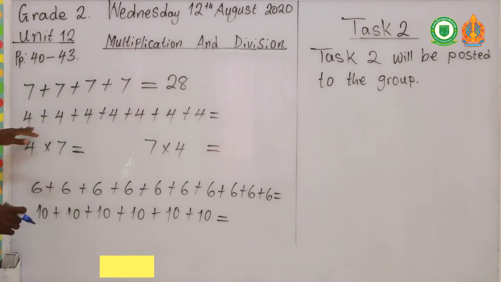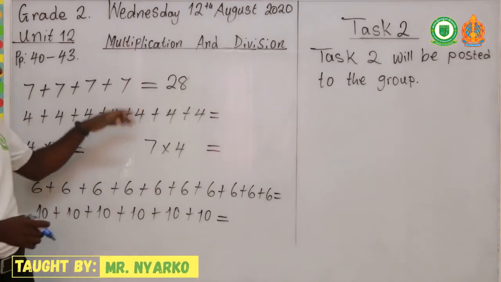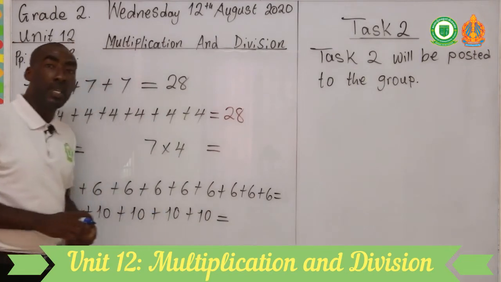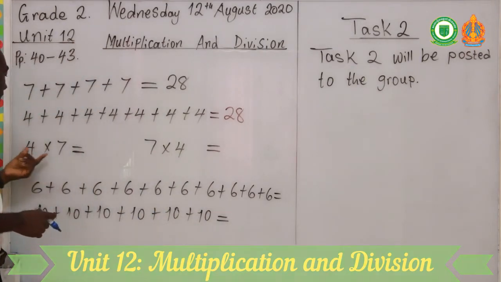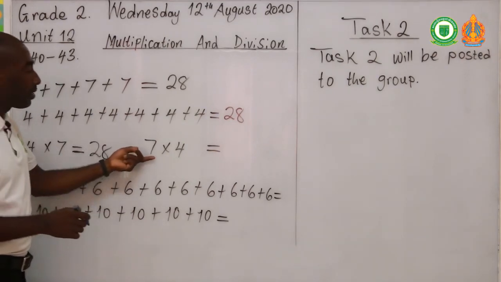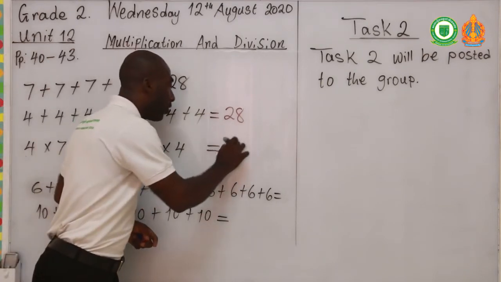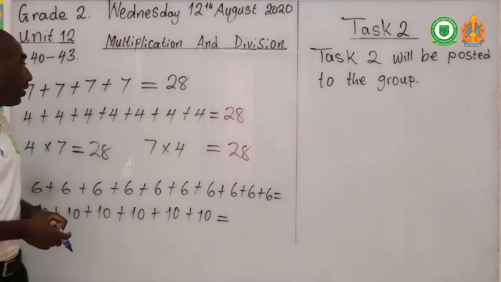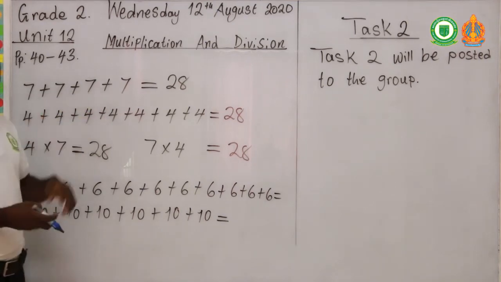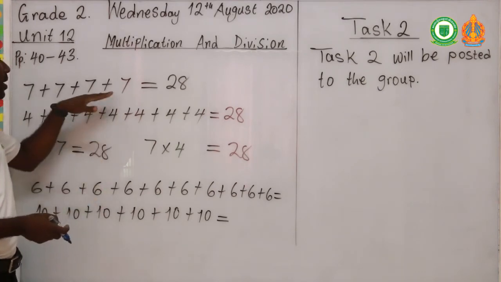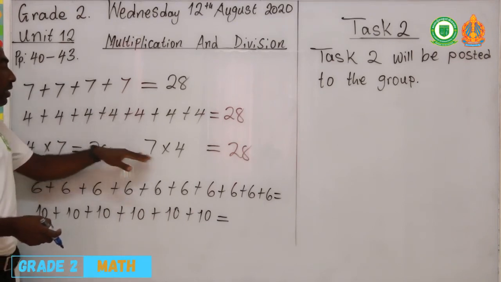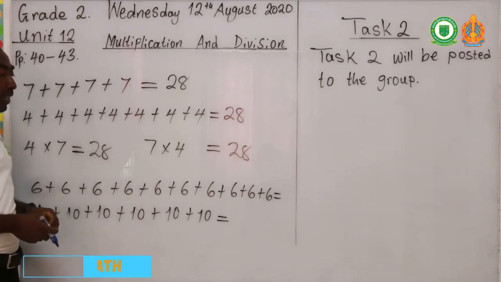Okay, so let's look at our 4. So 4 plus 4 plus 4, seven times, is also going to give us 28. So that means 4 times 7 will be 28, and 7 times 4 will also be 28. Okay, so the groups are different, but they are of equal value, in the sense that this is 4 groups of 7 and this is 7 groups of 4, and this is how we do the multiplication over here.